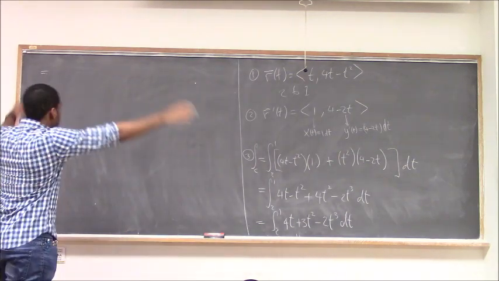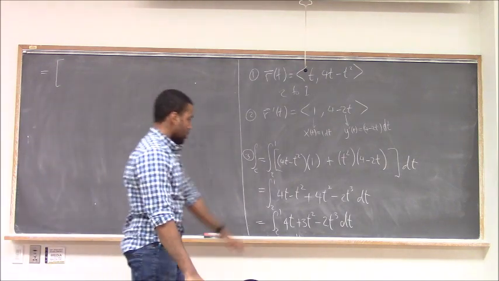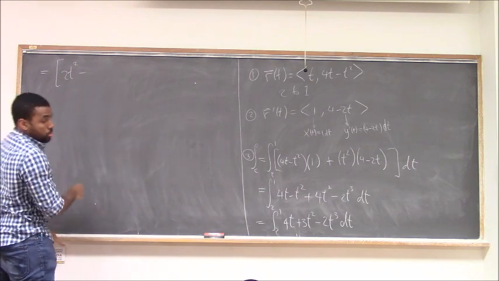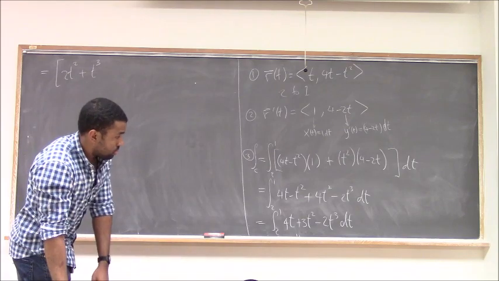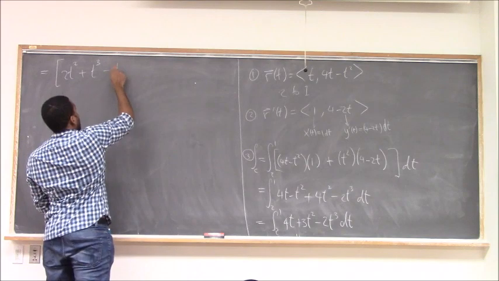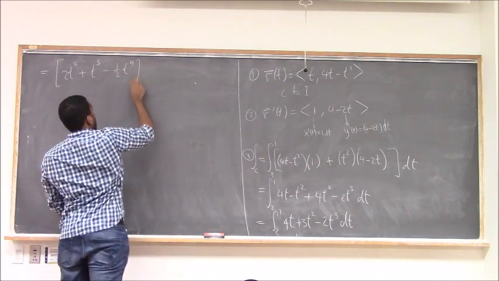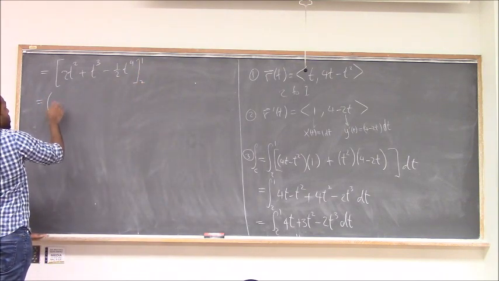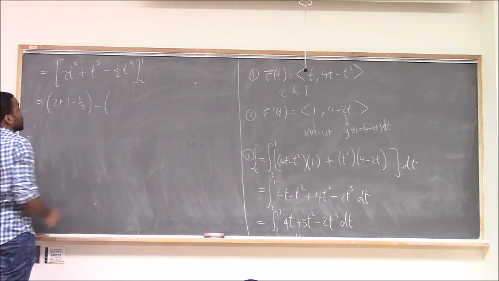Okay, so from here it's kind of annoying. It's really just doing Calc 1 again. So we're going to integrate that. That gives us 2t squared plus t cubed minus half t to the 4th between 1 and 2. So I'm going to plug in 1, 2 plus 1 is half, minus, going to plug in 2.